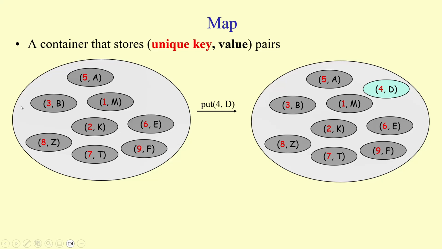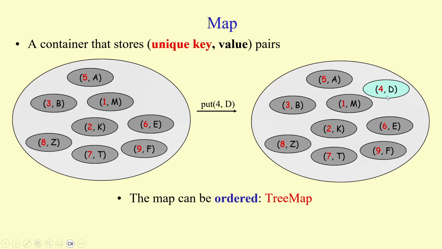Let's see how we can use a map. Assume that this is our initial map where the keys are integers and the values are characters. As you can see, all keys are unique. Now we would like to add the pair 4D, where 4 is the key and D is the value, into this map. Because 4 does not exist as a key in this original map, we could easily add it. So now 4D is part of the map.